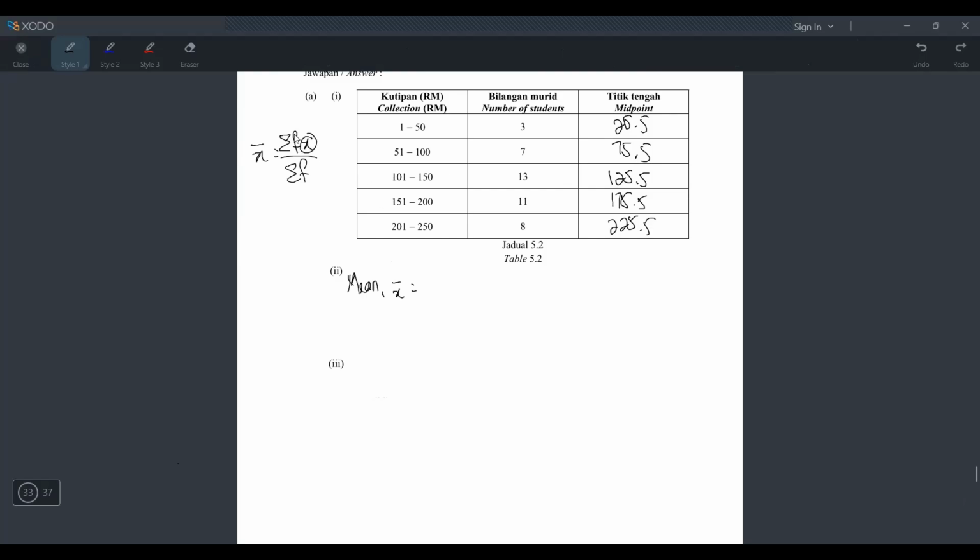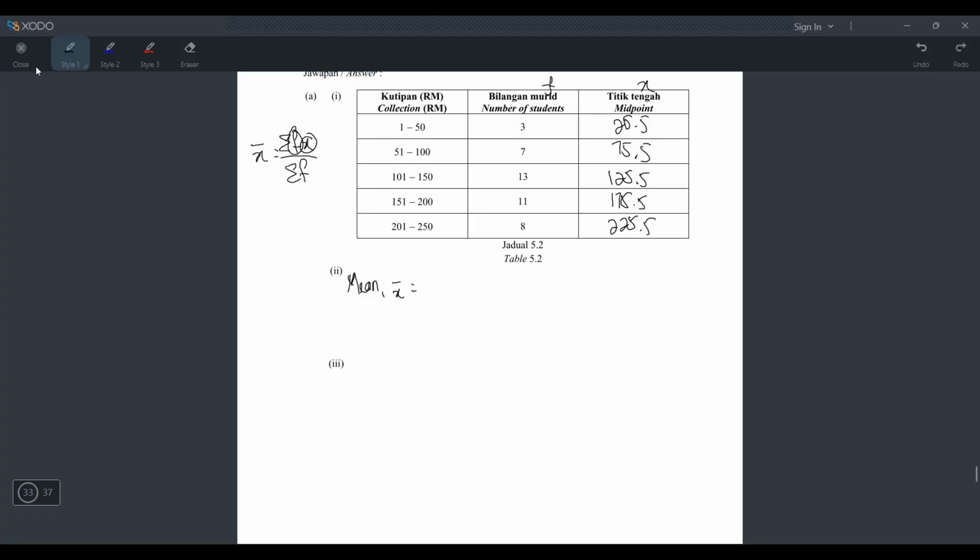But what will be my x? What will be my f? My f will be this, the frequency, and the total will be 37, this one. But my x will be what? It will be this collection, right? But you cannot take it, because the collection is in classes. That's why you have to take the midpoint. It means your x will be the midpoint here. But if you look at question 15 just now, I never took the midpoint, because that one is ungrouped data.